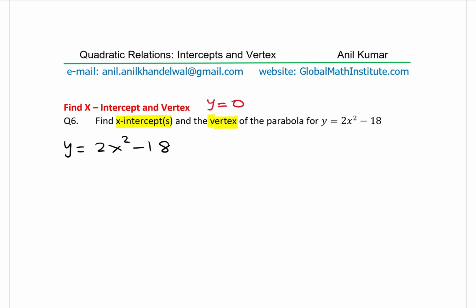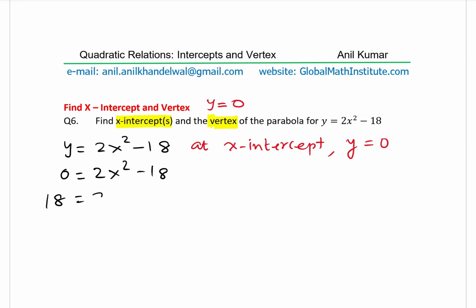So at the x-intercept, let's write down once again, it's a very important thing: at the x-intercept, y equals 0. So we'll equate 0 for y and calculate x. So we get 2x squared minus 18. Bring 18 to the left side, so we get 2x squared. Divide by 2, so we get x squared. 9 is equal to x squared.